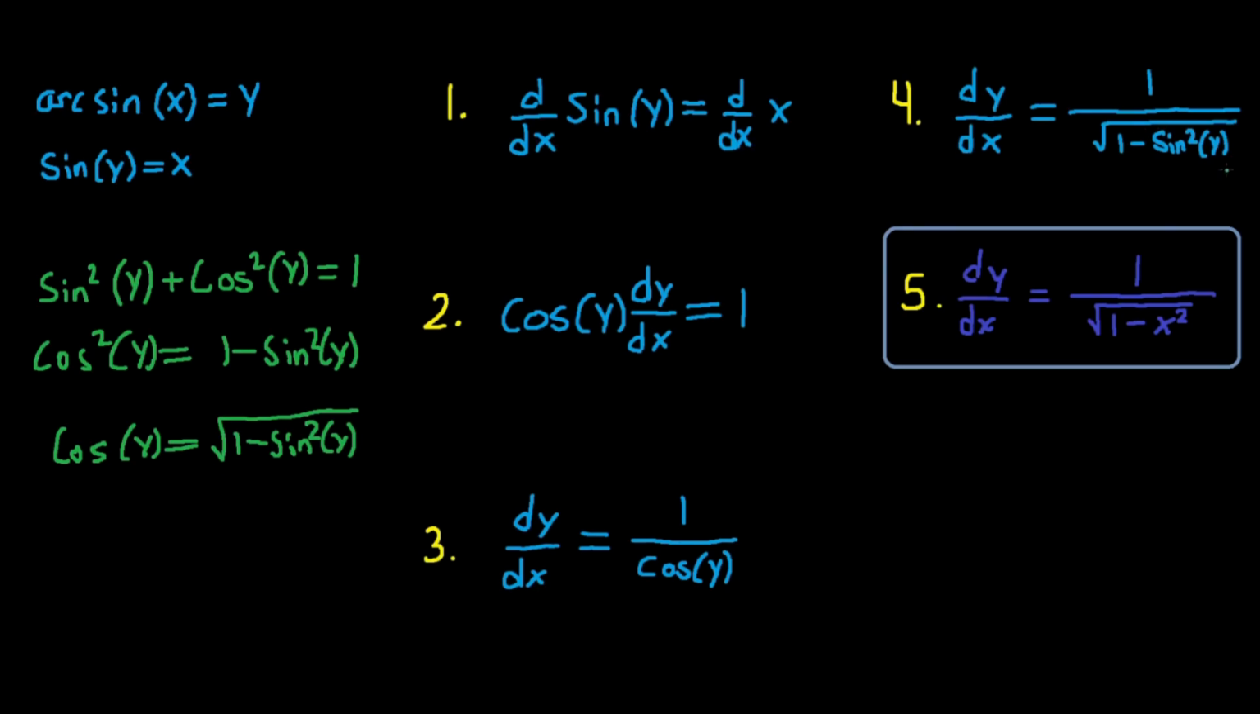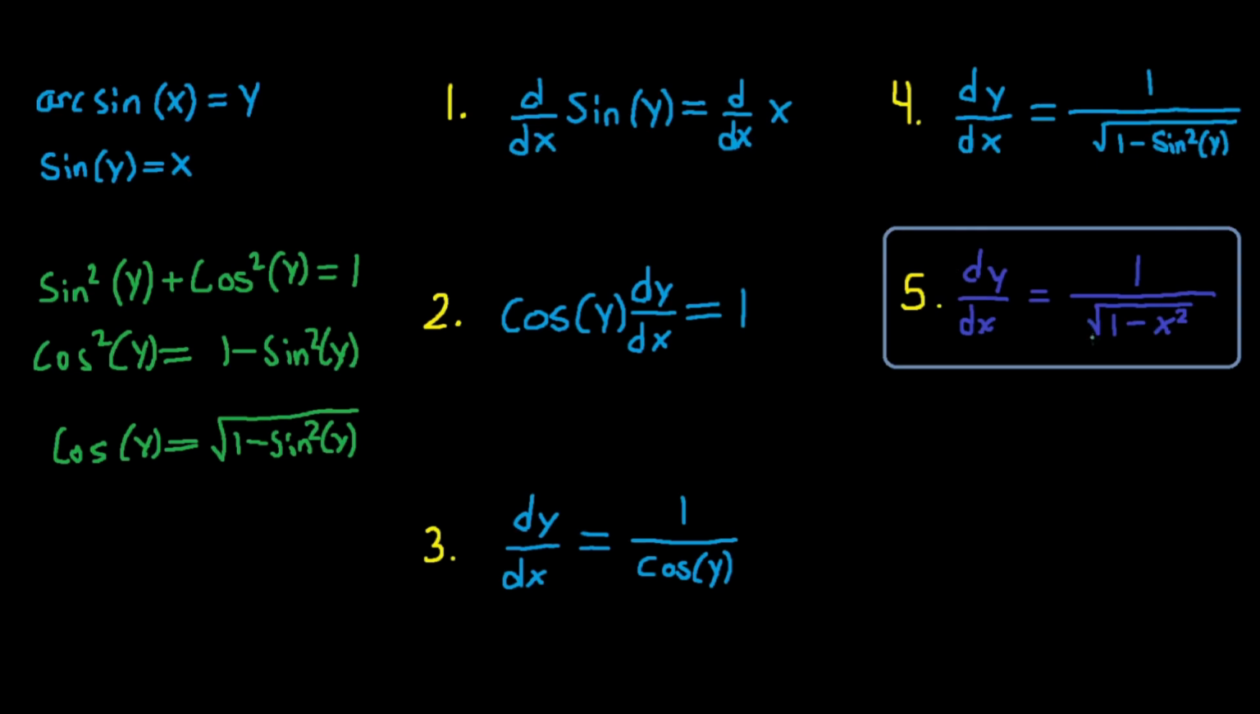Except that's not exactly in terms of x yet. So I look back over here. Sine of y equals x, right? What we had over here is sine squared of y, and essentially all that is sine of y times sine of y. So I can say that's x times x, and I end up with x squared. I can write this finally as dy over dx is equal to 1 over the square root of 1 minus x squared.